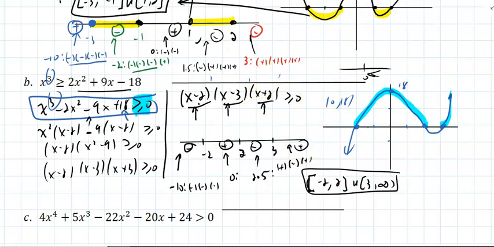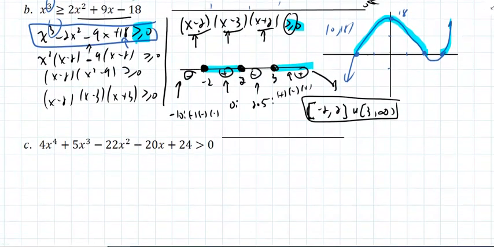Where's the graph, and is it included? It says bigger than or equal to 0, so those points are included in my solution. And if I look at where this is bigger than 0, positive, it's right there and right there. And as you notice, I already have that listed. I'm going to sketch the graph of each of those first. The graph gives away what you need.